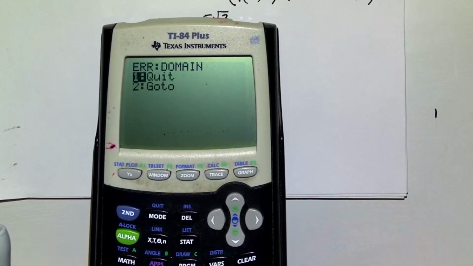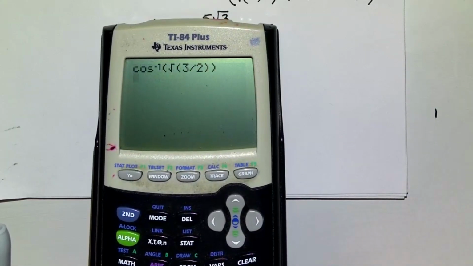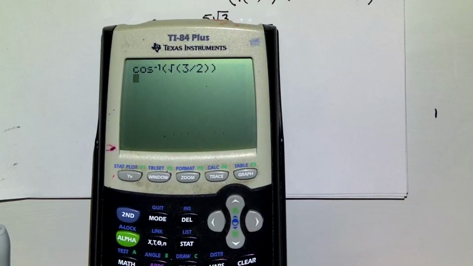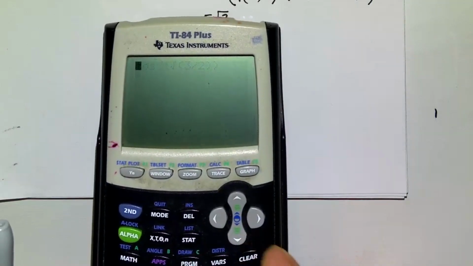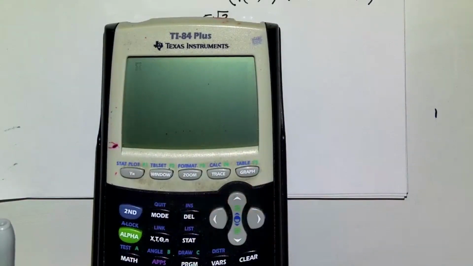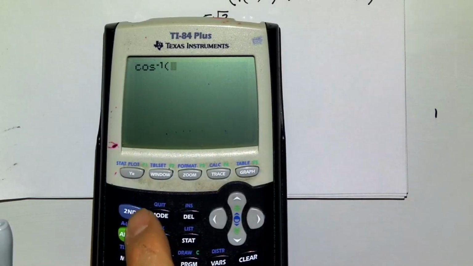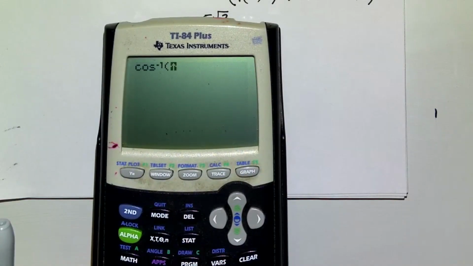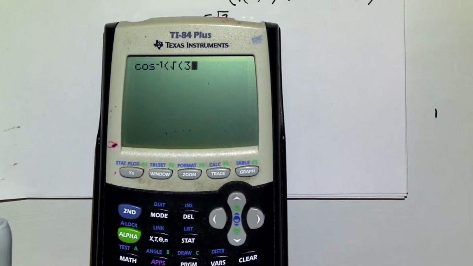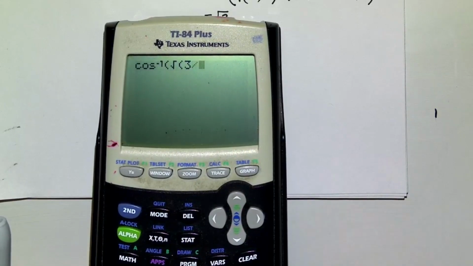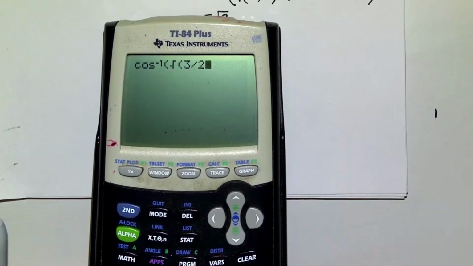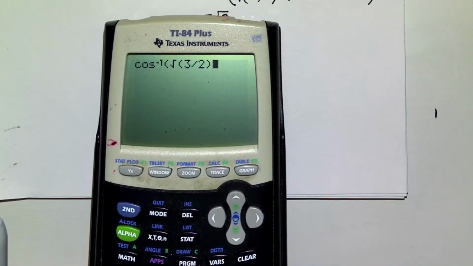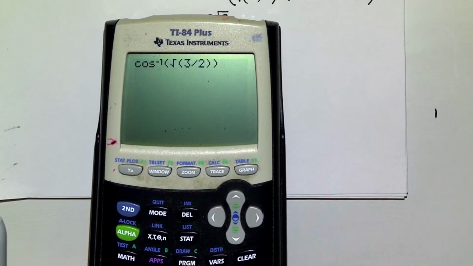Let's see. Oops, what did I do wrong? Okay, let me try this again. So inverse cosine of square root of 3 divided by 2. I don't know, it might give me trouble about this.